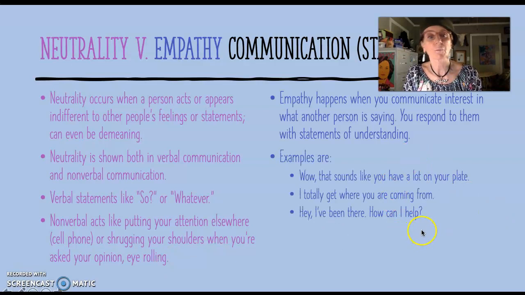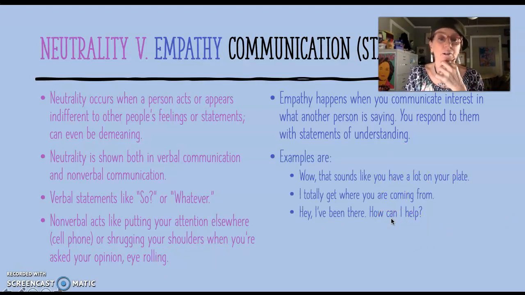So here are some examples. Wow, that sounds like you got a lot on your plate. If you're trying to understand someone, I totally get where you're coming from. Hey, I've been there. How can I help? Right? Those are how you can communicate empathy to your group mates.